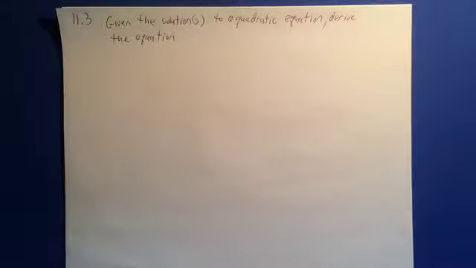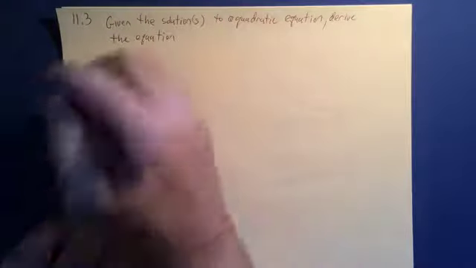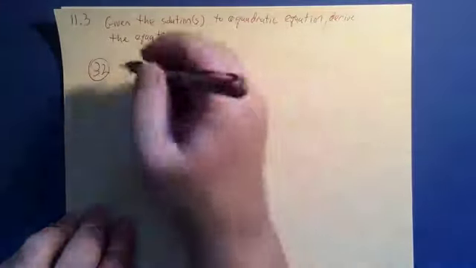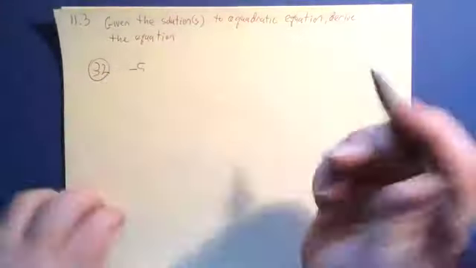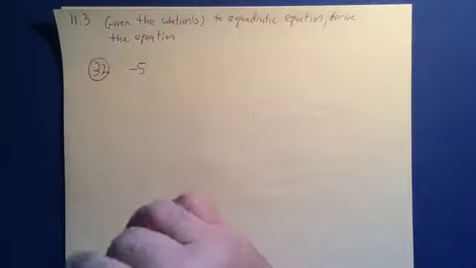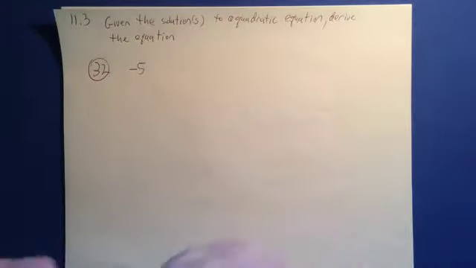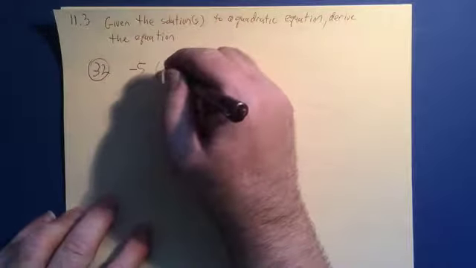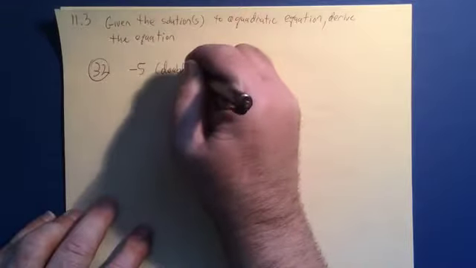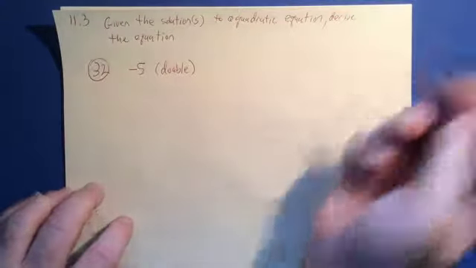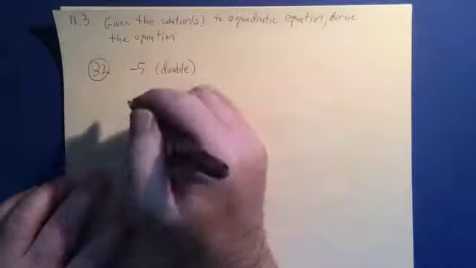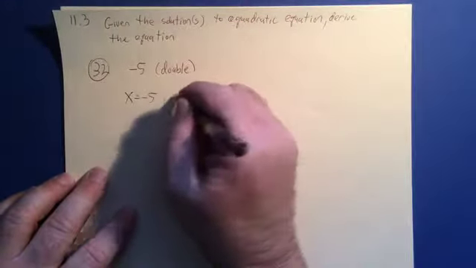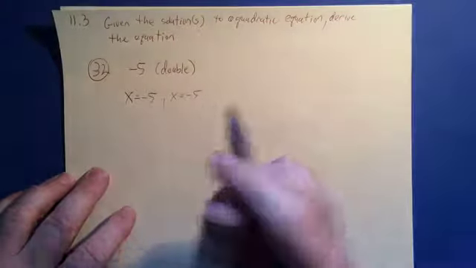Okay, so let's just take a look at the first example here. Suppose, in question 32, I'm given that the solution to the quadratic equation is equal to 5. So if we have a quadratic equation that has a solution of 5, the one thing we should know right away is that this has to be a double solution, or one that repeats. So we can write the two solutions as x equals negative 5 and x equals negative 5.